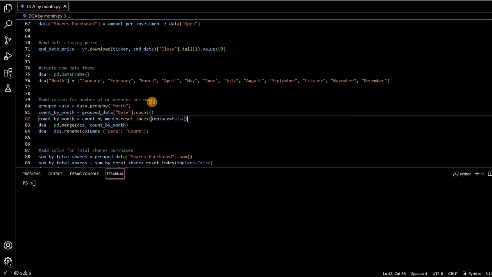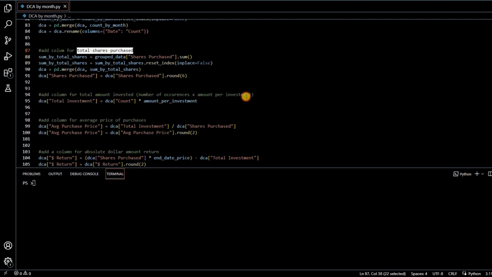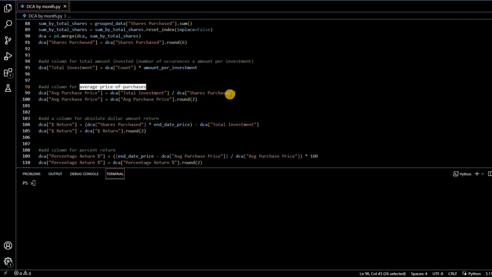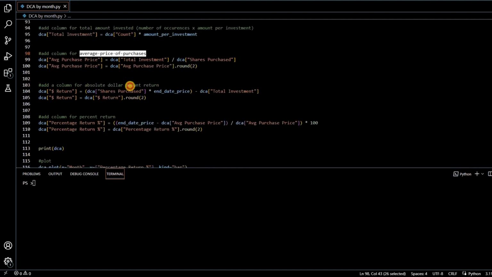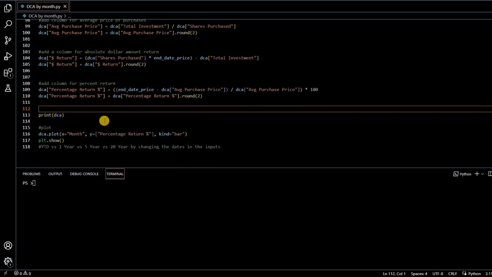So the number of times that you've invested for each month, the total shares purchased, the total amount invested, and the average share price, so if you've made multiple purchases, what's the average share price that you now have? The absolute dollar amount return, so if you invested $1,000 and had a $100 return, your return would be the $100. And then the percentage return, so you would have a 10% return. And finally, we're printing the results and putting out a plot so it's easy to see what this looks like across all the months.